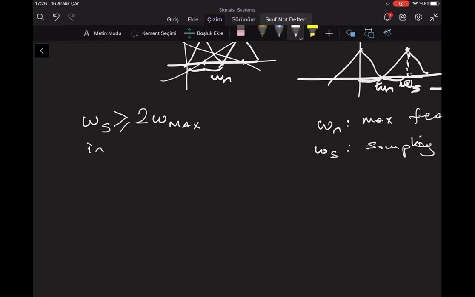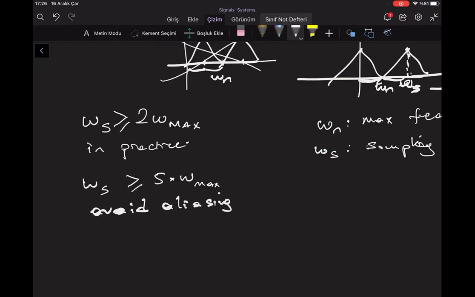But in practice, omega S is usually 5 or 10 times omega max. Okay? So why is this? Avoid aliasing. Hemen hemen her doktora yeterlilikte her sınavda böyle bir şeyler soruyorum, bu anlaşılıyor mu diye. So we would like to avoid aliasing.